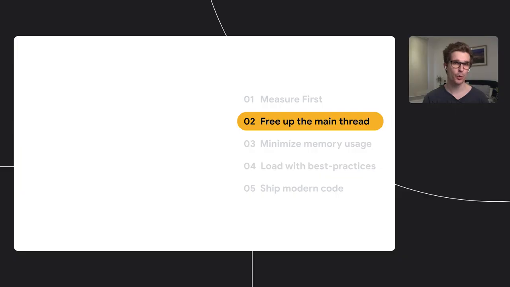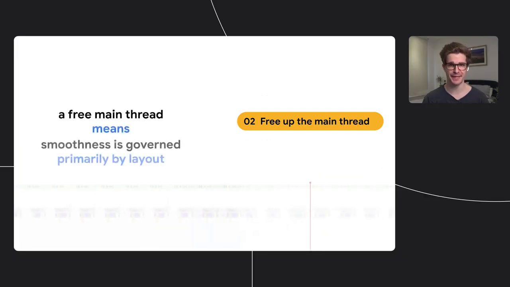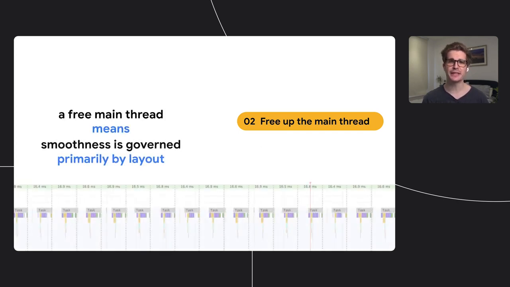Now, with your fresh data in hand, you know where your bottlenecks are. So what techniques can help with typical post-load performance problems? Well, one step is to free up the main thread. We need to limit the amount of code that we run on the main thread because we share that thread with the browser to do all the rendering work, like calculating styles and layout and paint.